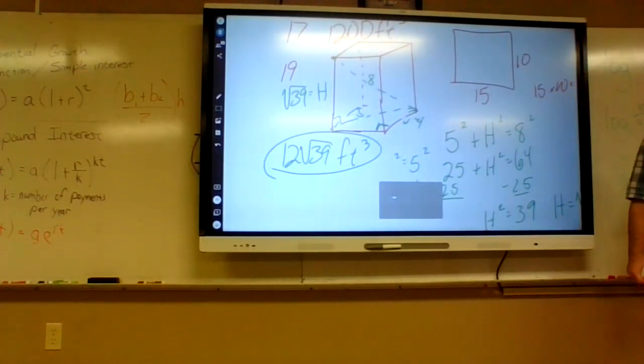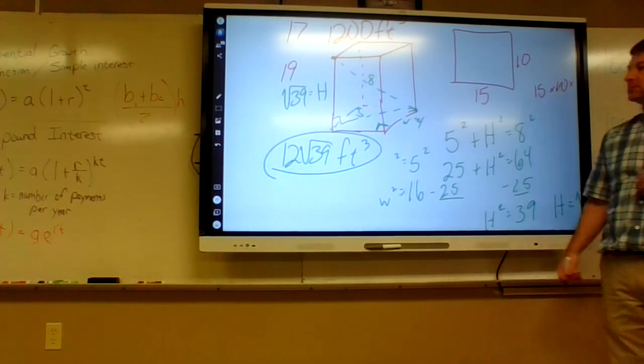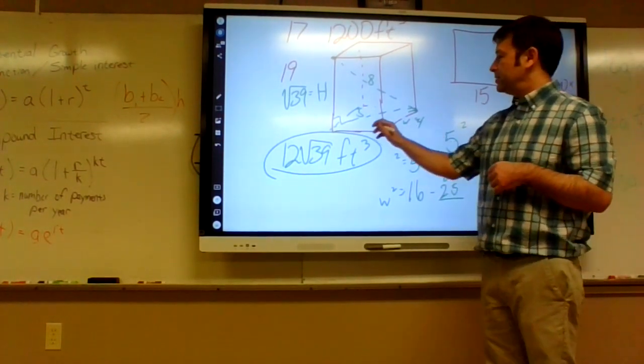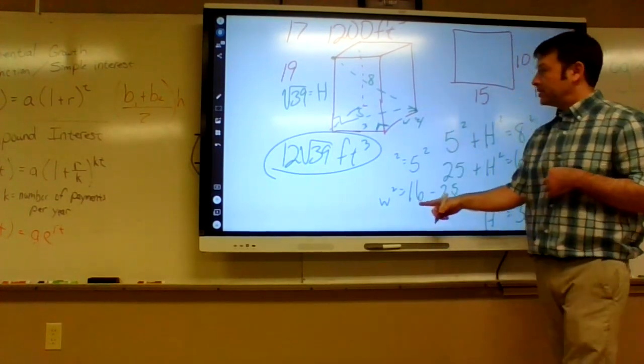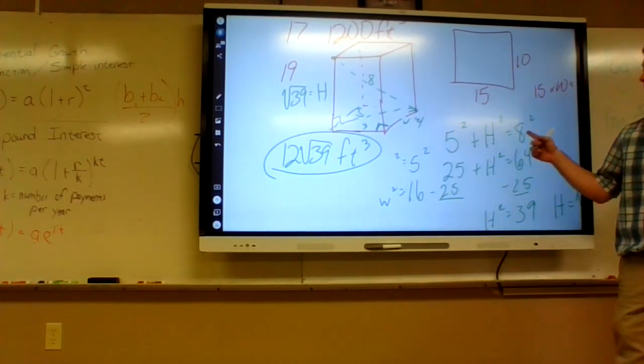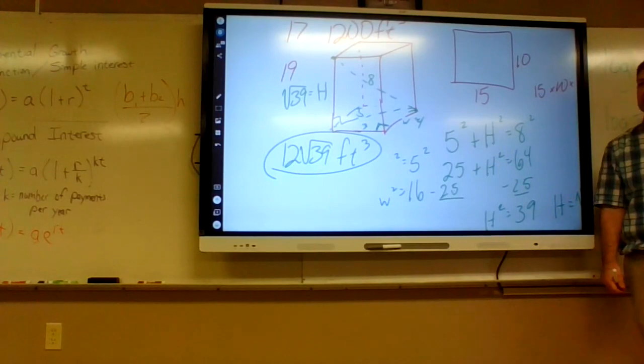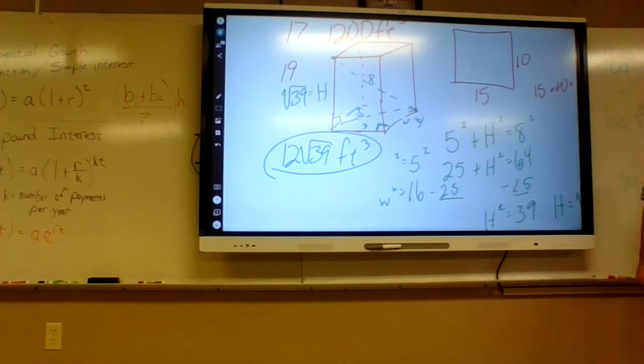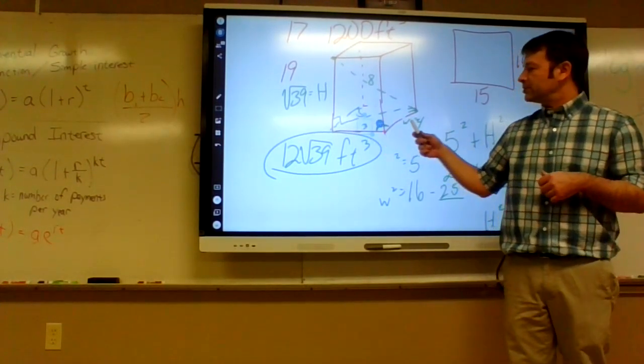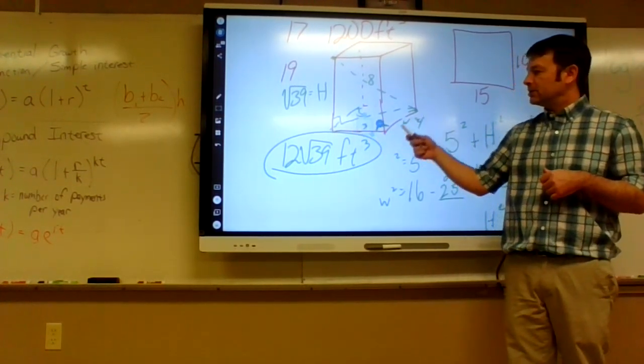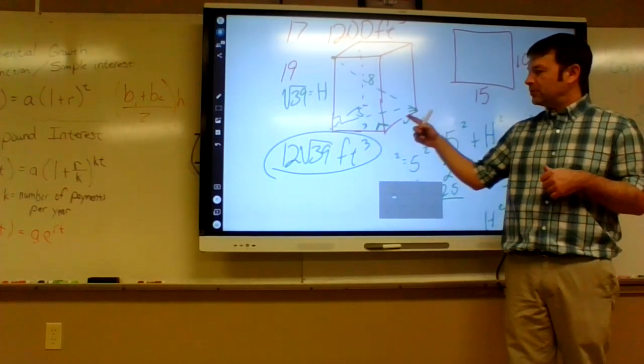What's the bonus? Was it just W squared plus 16? Yeah, it's how I found the W, which is the same way we found the H from earlier. So it was just half, just below it is W. How did I get what? Oh, 3 times 4 is 12. The base, it's a rectangular base, 3 and 4.